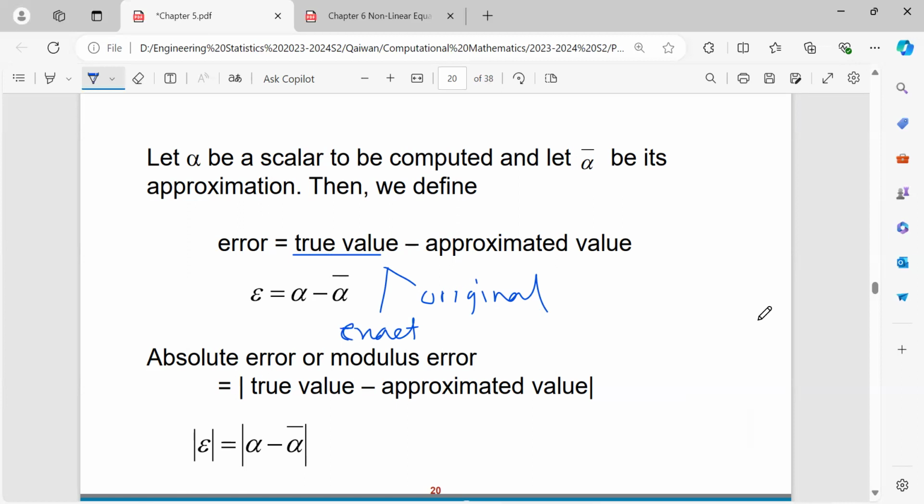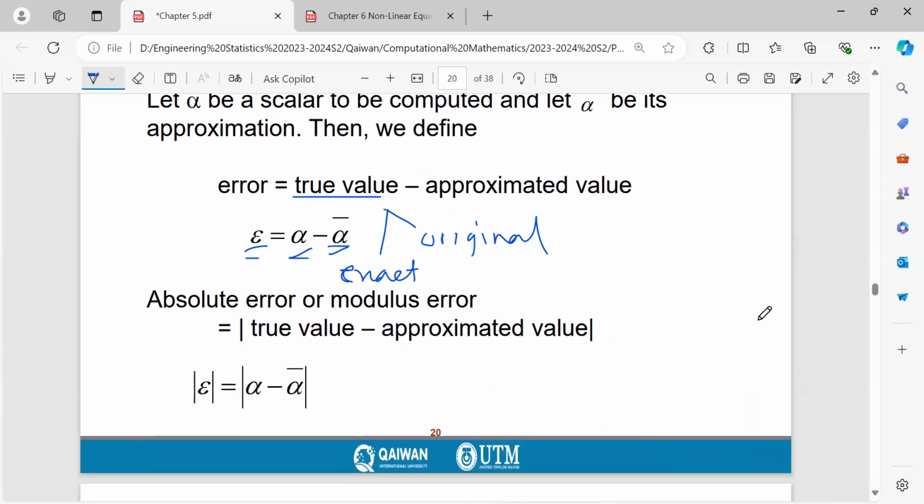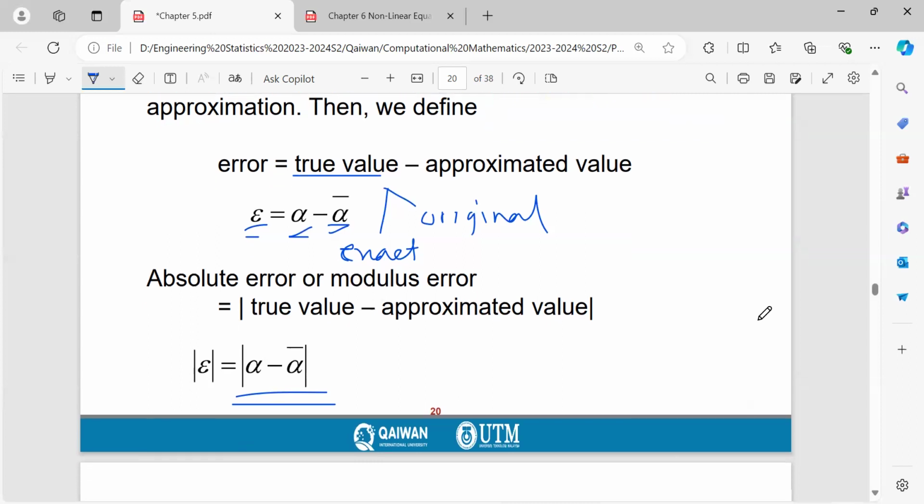We say error is true value minus approximated value, and it's denoted by epsilon. This is epsilon, equal to alpha, which is the true value or exact value or the original value, minus the approximated value. This is how to find the error. Okay? And absolute error is the absolute value of that amount. We just take the absolute value of both sides. We say error is exact value minus approximated value, and absolute error is the absolute value of the exact value minus approximated value.